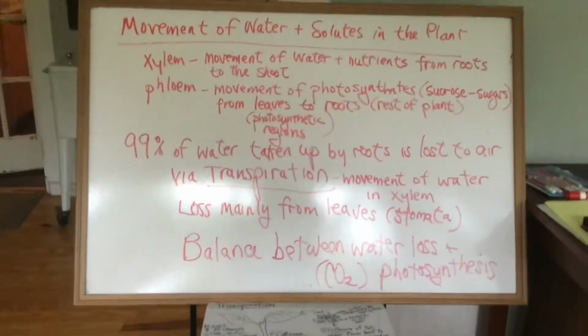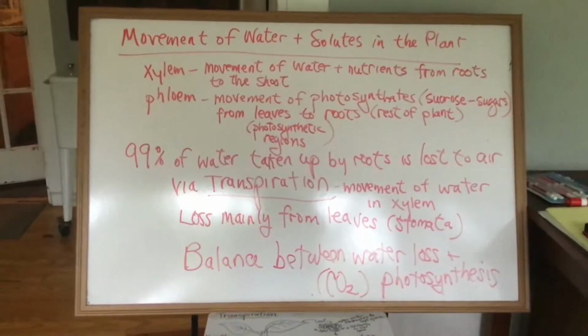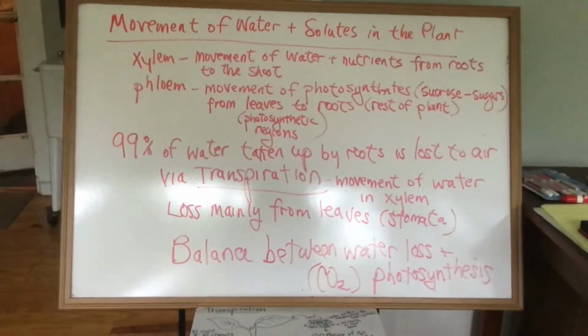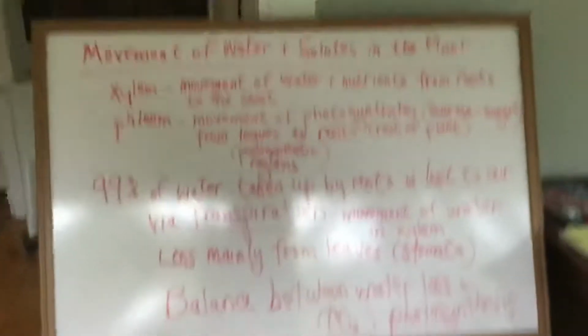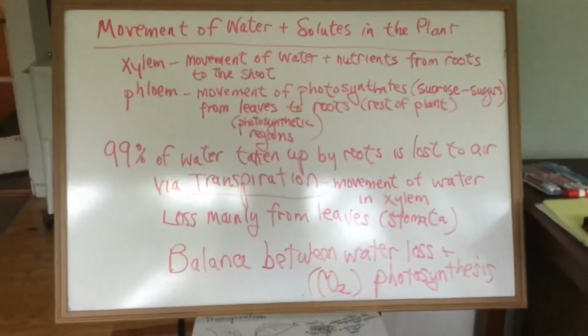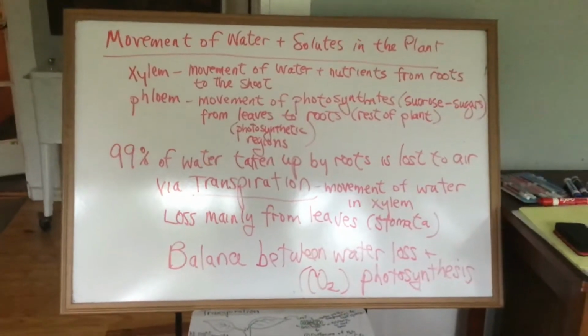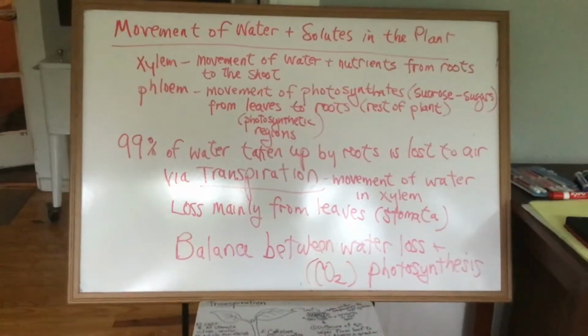Okay, we're going to talk about the movement of water and solutes in plants. And I'm standing back here so you can take notes. All right, so first of all, most of the movement of water and solutes is through the xylem and phloem, or the vascular system.